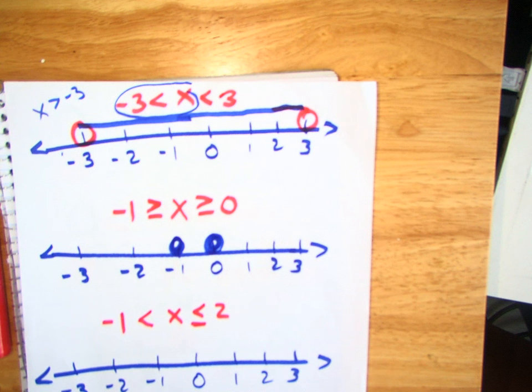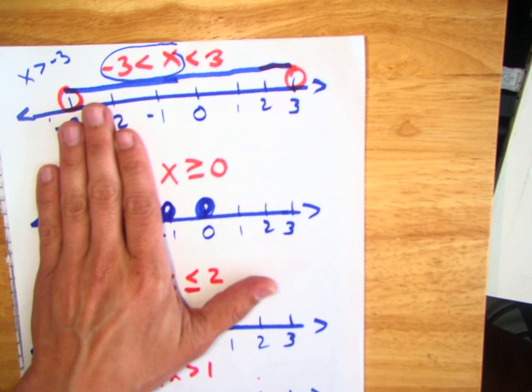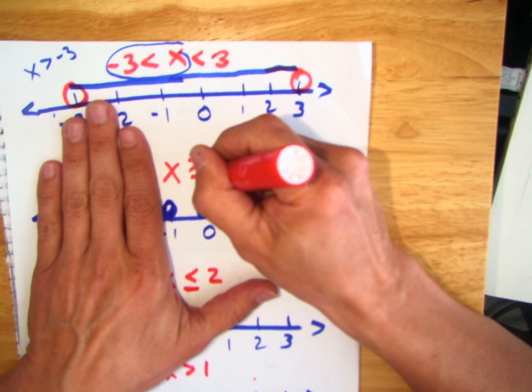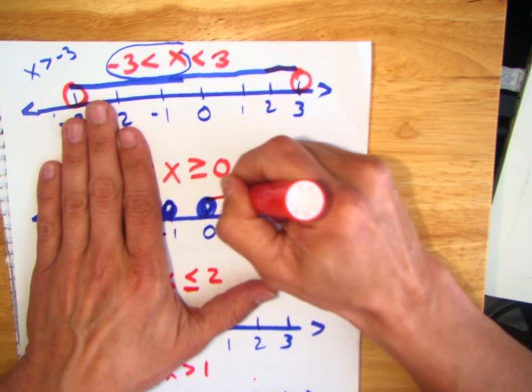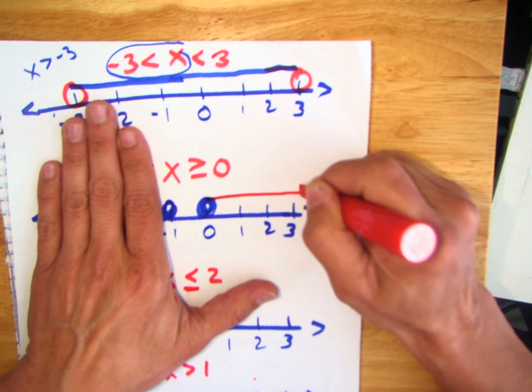Try to pause this, and whenever you have a chance, go ahead and do it on your own. All right, here we go. So we're going to cover this. And what do we get? Any number that is greater than or equal to 0. So bigger, pointing to the right. So 1 is bigger than 0, 2 is bigger than 0, 3 is bigger than 0.